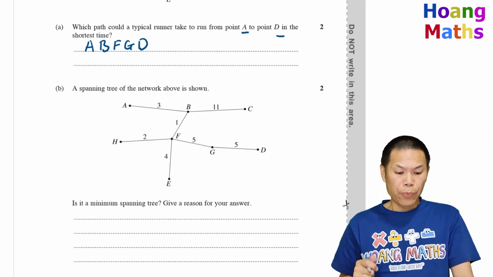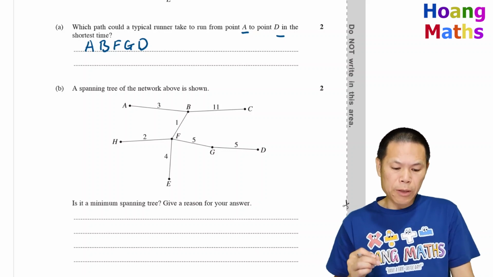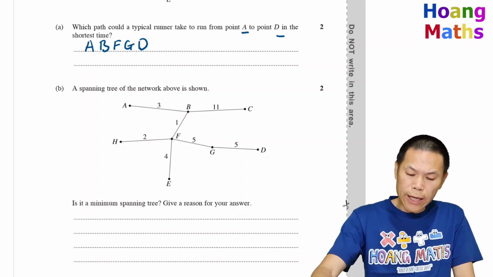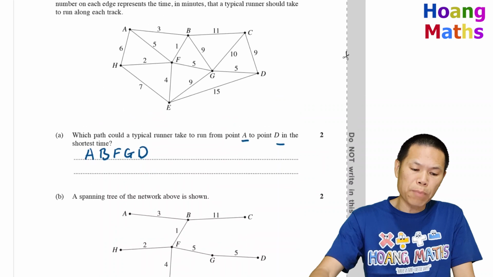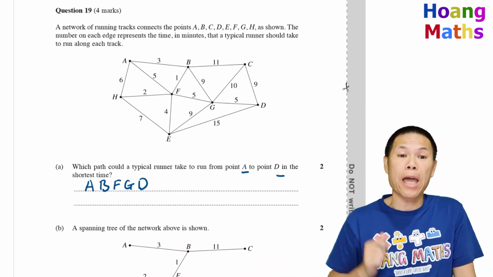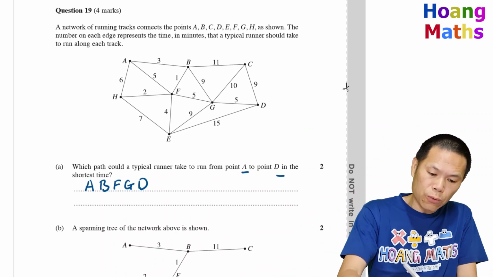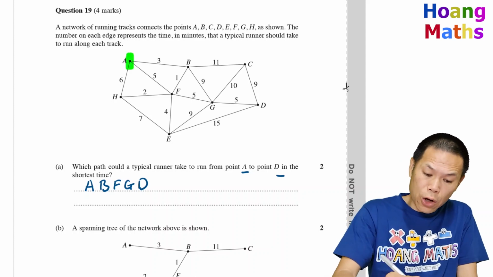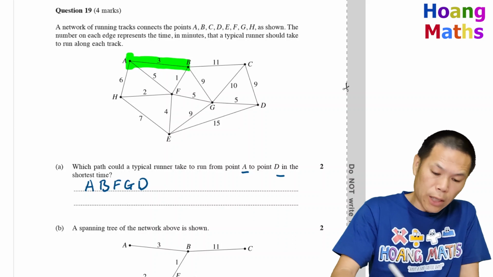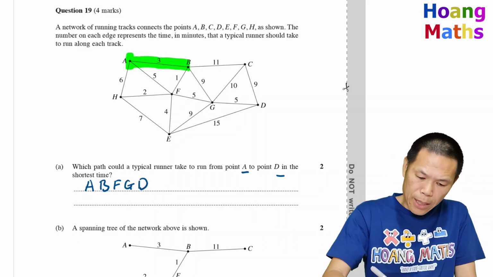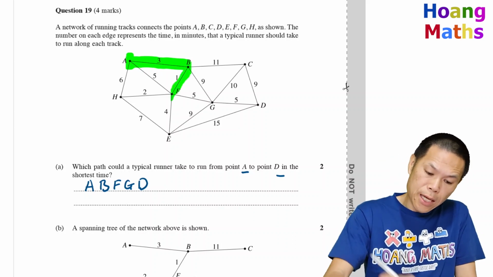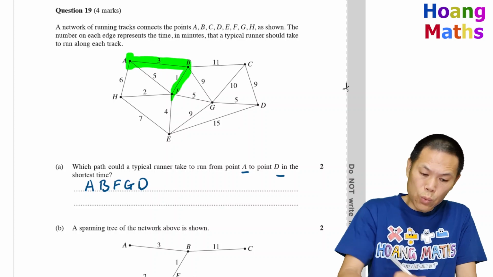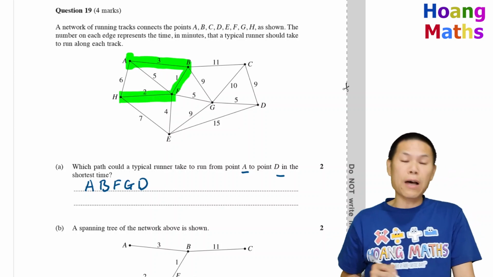Part B. Is it a minimum spanning tree? To work it out, we can quickly draw a spanning tree from this and compare. First of all, we start from A. We can go to B, that's the shortest path. And then the next one is here. And then we can go to H, the smallest value.